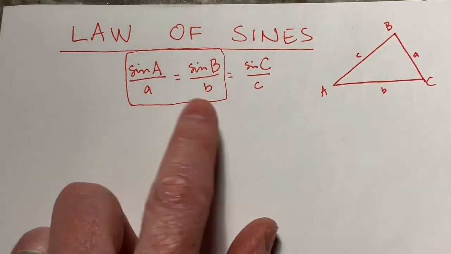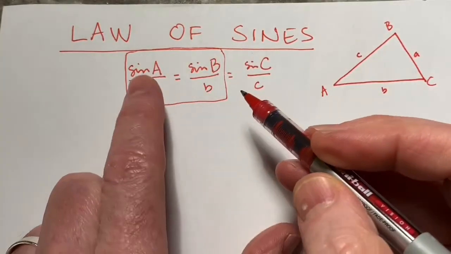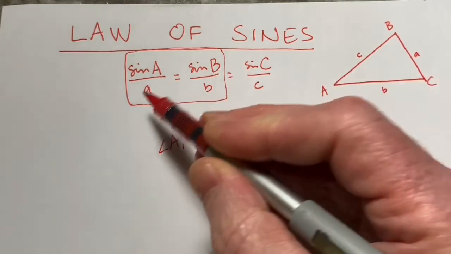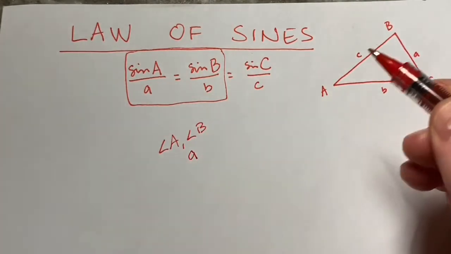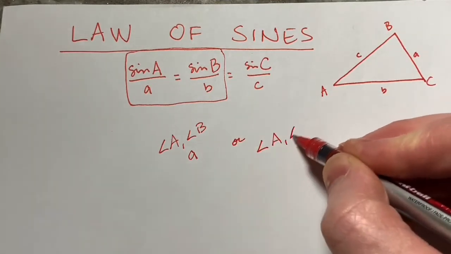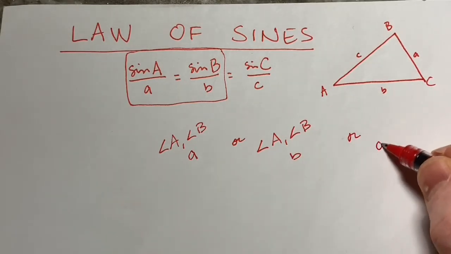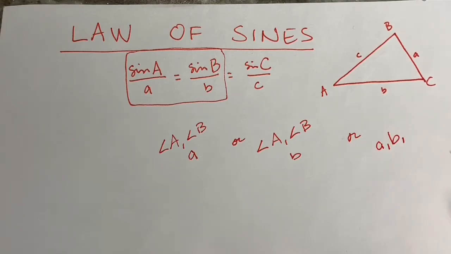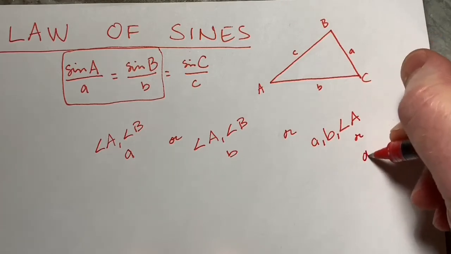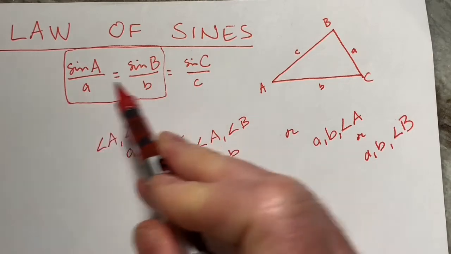Now think about what I'm given here. In order to solve using the law of sines, I would either have to know angle A, angle B, and one of the sides, or angle A, angle B, and the other side, or both sides and one of the angles, say angle A, or both sides and the other angle. That's assuming I'm going to plug into these fractions.